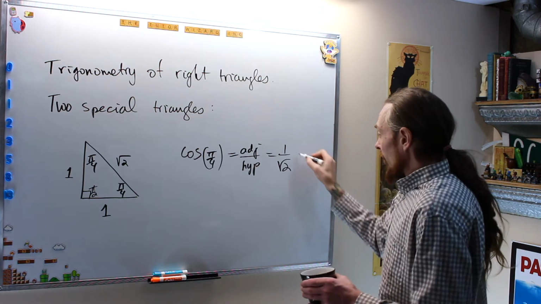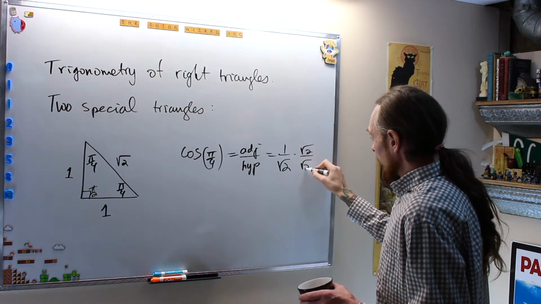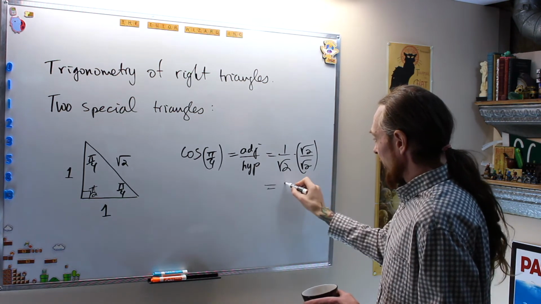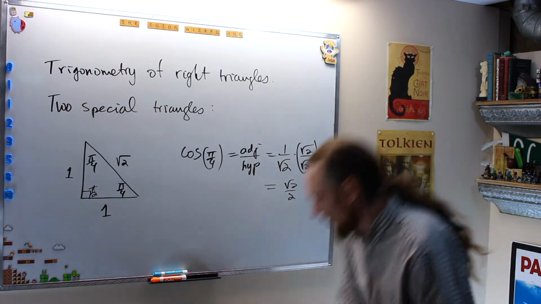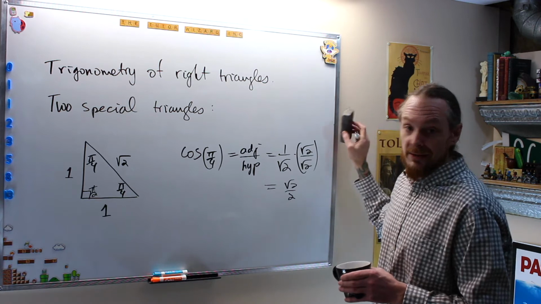And yes, if you want to rationalize the denominator, if you multiply by root 2 over root 2, this becomes root 2 over 2. You're like, isn't that root 2 over 2? Yes, it is. They're the same thing. Learn how to rationalize.